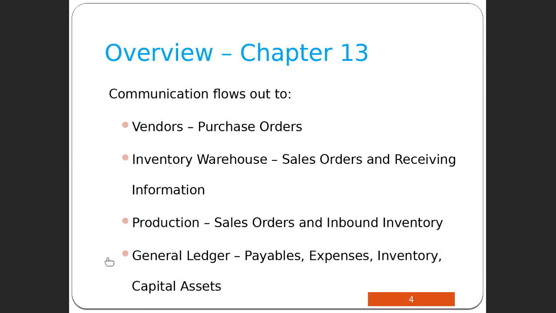And lastly, the general ledger knows from the expenditure cycle the details of the payables, the expenses, the inventory, and the capital assets. The capital assets are equipment, furniture, etc. that were ordered by the expenditure cycle, and the general ledger needs to know all these details so that they can make the appropriate journal entries.